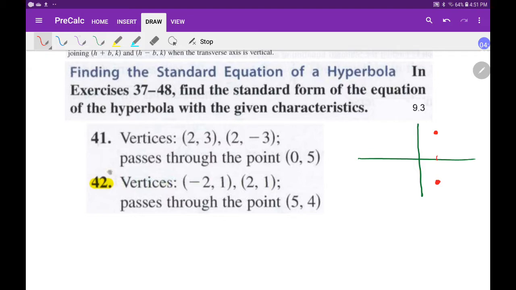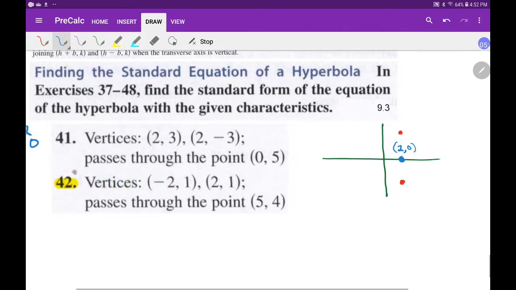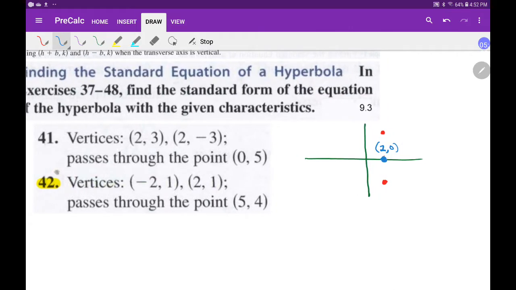So I think I know where my center is. Looks like that's my center right there, right? My center is going to be at 0. No, not 0. My center is going to be at 2, 0. That's my center. Okay. So I know what h is. h is 2, and I know that k is 0. Okay, so that's helpful. And it passes through a point, 0, 5. Okay, so let's see here. It passes through a point 0, 5. We're up here. Oh, I didn't really leave myself enough room, but let's say it's right there.